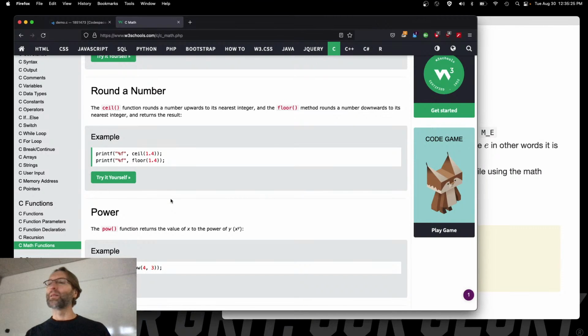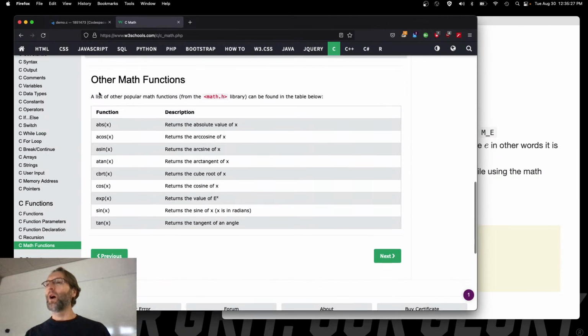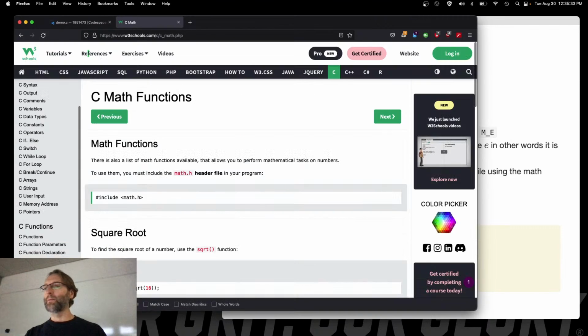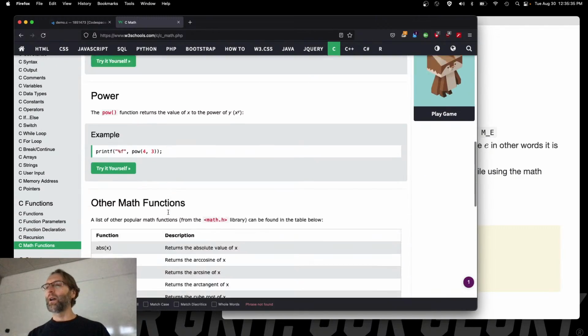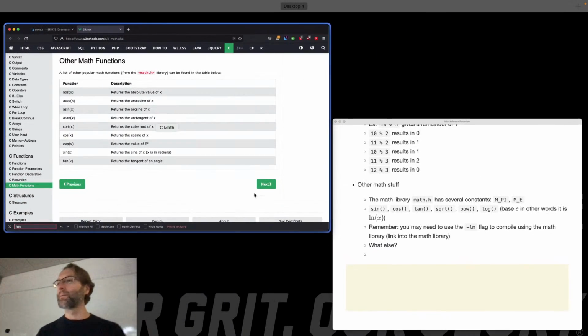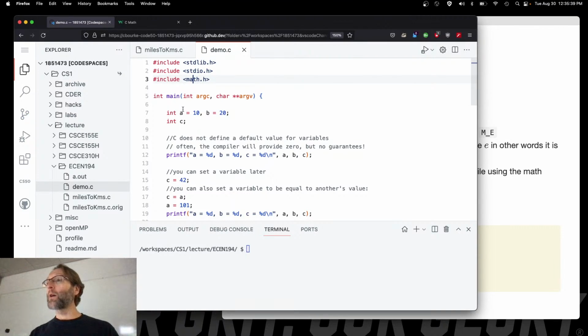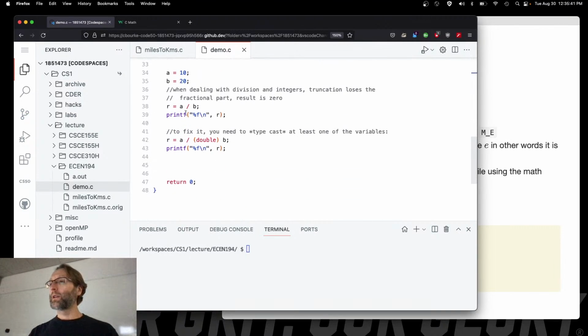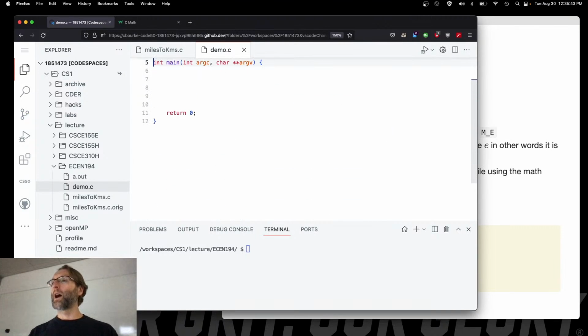All right, what else is there? Ceiling, pow, and absolute value, somewhere else, fabs. And a whole bunch of other things there. So let's go ahead and play around with some of them. Let me get rid of this since I already copied it over to the notes. Is there a difference between fabs and absolute value? Let's go ahead and find out.